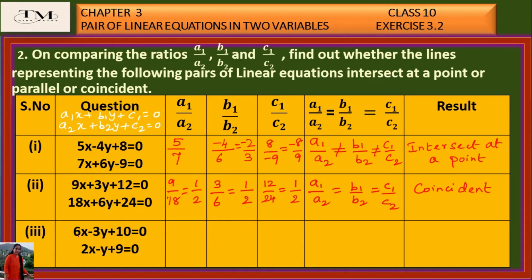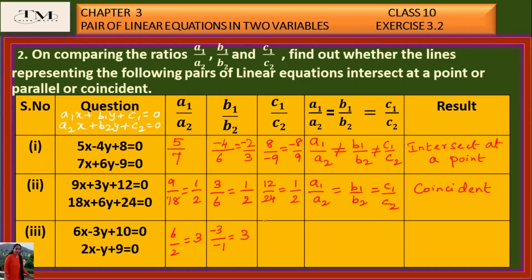Next sum, 6x minus 3y plus 10 is equal to 0, and 2x minus y plus 9 is equal to 0. So here A1 by A2 is 6 divided by 2. So 6 divided by 2 is 3. Next one, B1 by B2 is minus 3 divided by minus 1. So minus will get cancelled. 3 divided by 1 is 3.